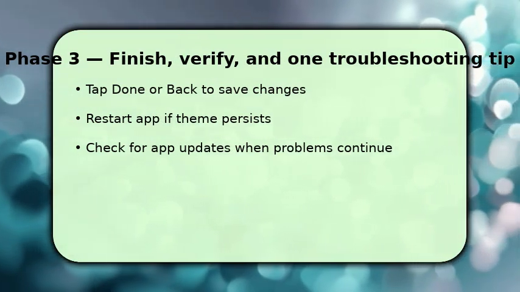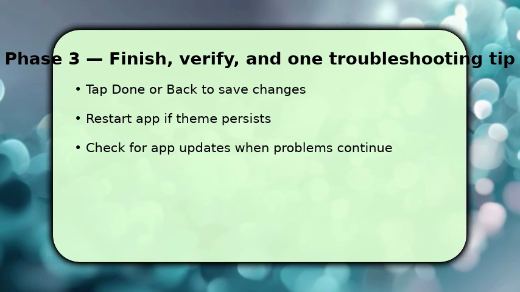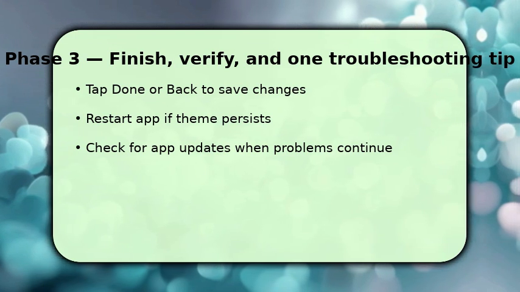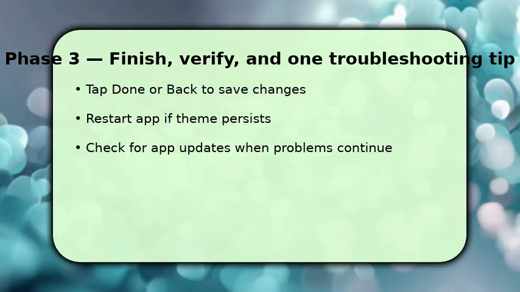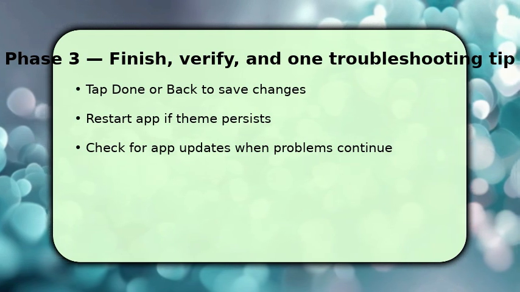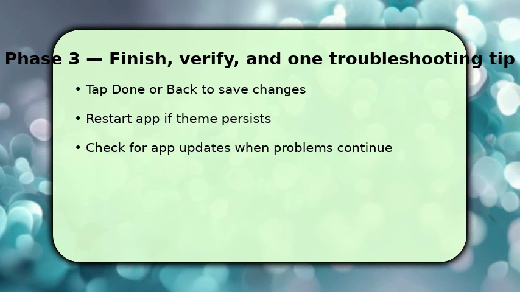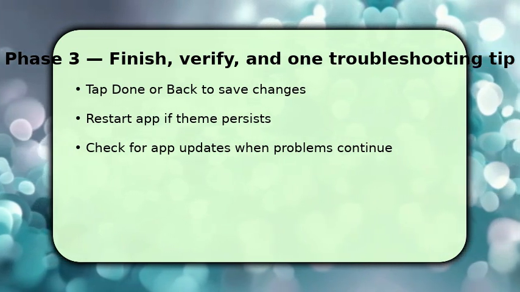Changes usually save automatically. If the custom theme still appears, force close and reopen Instagram. This refreshes cached settings. Once done, log out and back in only if restarting the app didn't help. If the problem continues, check for an app update. Older versions sometimes misapply themes.